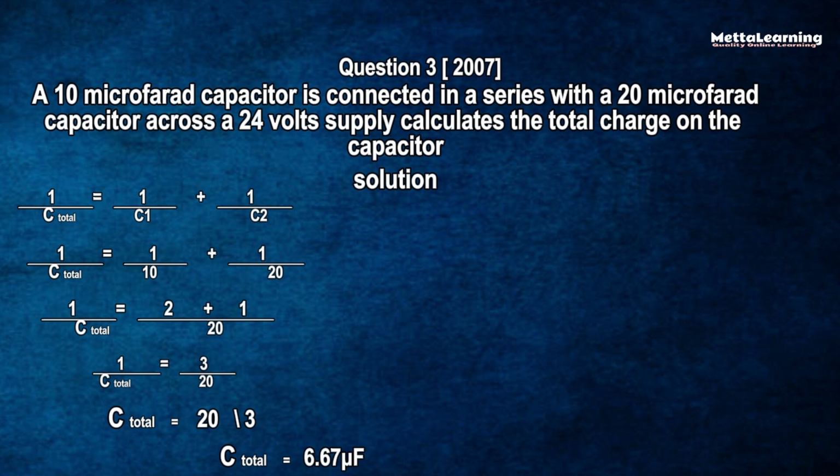Now, the next thing for us to do is to find our total charge, or the quantity of charge on the capacitors. To find the quantity of charge, we use the formula: the equivalent capacitance times the voltage. That will give us the quantity of charge. So we have 6.67 times 10 raised to the power minus 6 times 24. We're given 24 as our voltage.